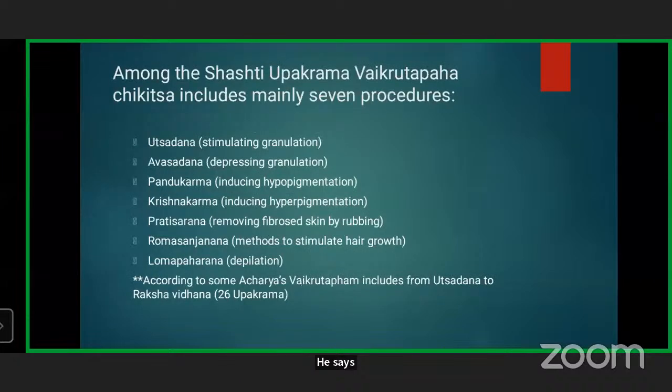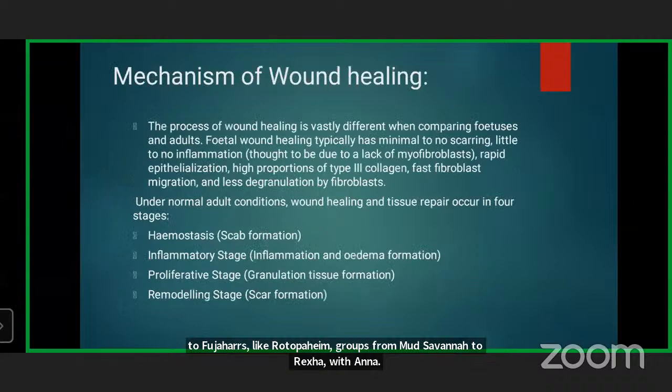Among the Shashti Upakramas, Vaikrutapaha Chikitsa includes mainly 7 procedures. It is Utsadana, Avasadana, Pandukarma, Krishna Karma, Pratisarana, Roma Sanjanana, Loma Paharana. According to few acharyas, Vaikrutapaha includes from Utsadana to Rakshavidana. It includes a sum of around 26 Upakramas.